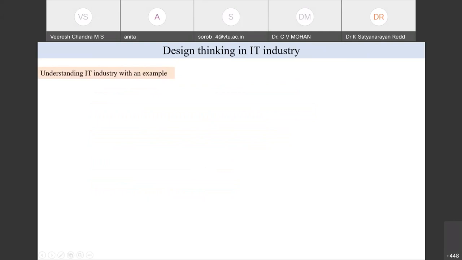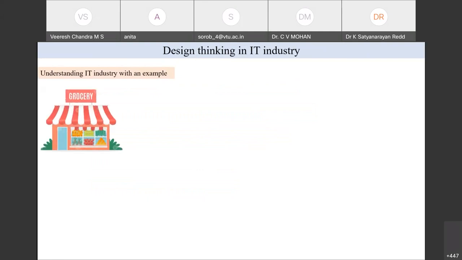Now, first of all, we need to understand what exactly an IT industry is. Let us say that I have a grocery shop wherein all the daily requirements are sold. In the initial stage I may be struggling to open this, I may have borrowed some money. But when there is no other grocery shop around for around 5 kilometers, people will pour in, of course. When you are giving quality products to the customers, obviously people will pour in.